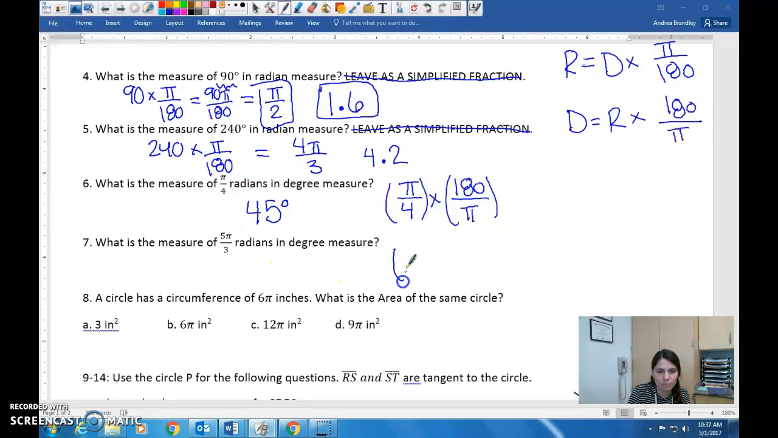And then the same thing on number 7, I have 5 pi over 3 times 180 over pi. So if I enter that in my calculator, I am given 300 degrees.